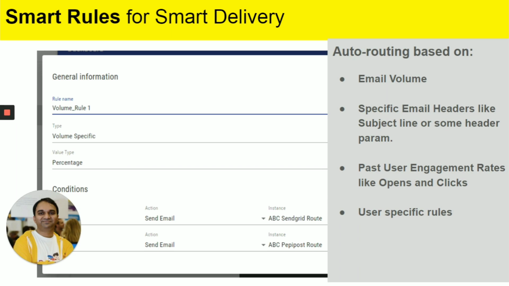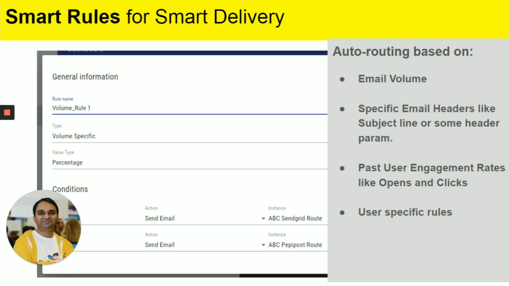You can also define rules based upon the click rates. Similarly, you can have some user-specific rules also, like these are my set of some premium customers, or these are my set of some important customers whom I want to route from a different gateway. So you can upload those lists, add an exception, and you can do routing as per that also.